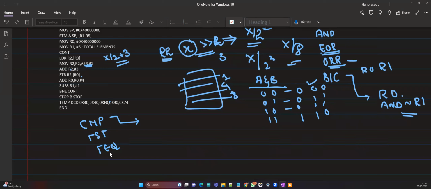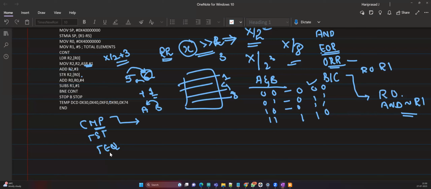If I have A and B, it does A minus B and checks whether it is equal, greater than or less than. If I have 5 and 6, when I subtract 5 minus 6, I get minus 1, so 5 is lesser than 6. If I get a positive number, 5 is greater. If I get 0, the two numbers are equal. Internally it does some subtraction and checks the flag.